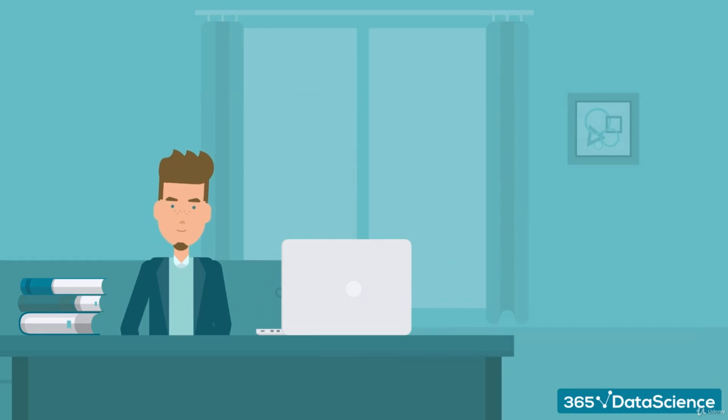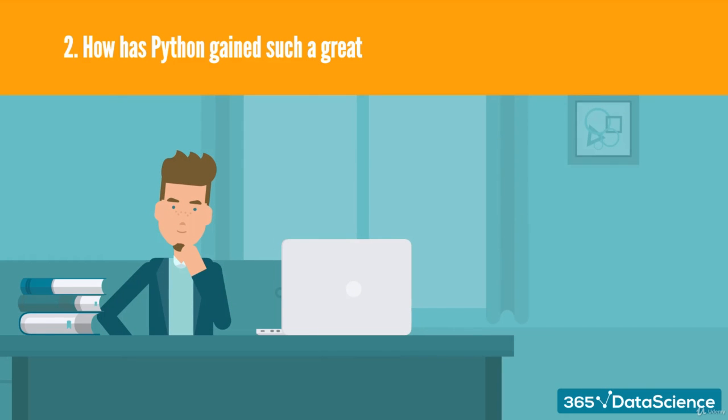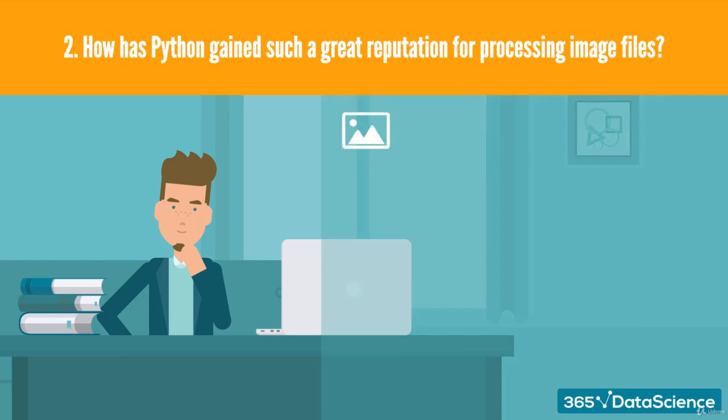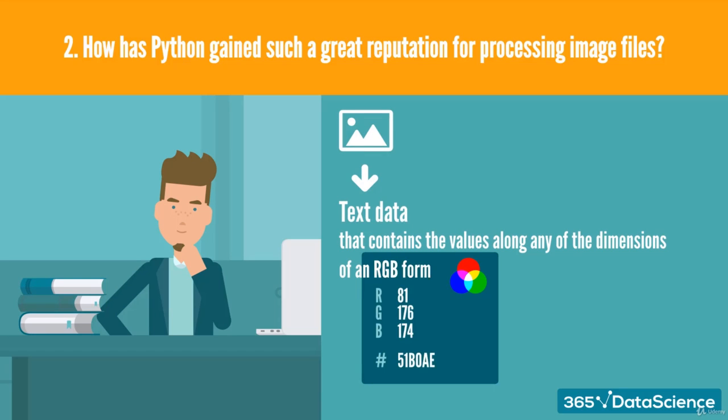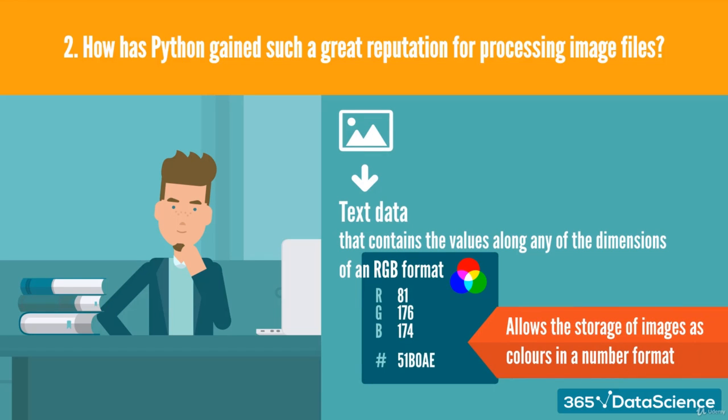Second, you may wonder, how has Python gained such a great reputation for processing image files? Well, this can only happen when image files have been transformed into text data that contains the values along any of the dimensions of an RGB format. This allows the storage of images as colors in a number format.